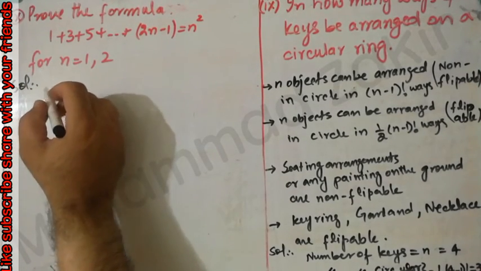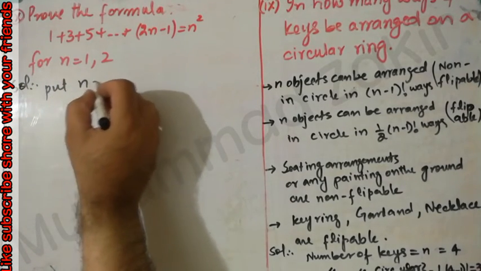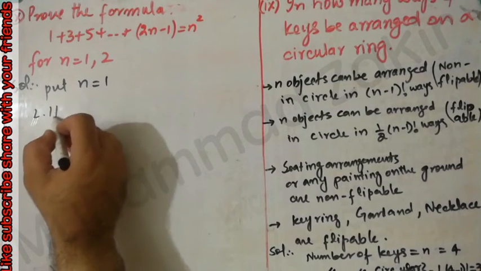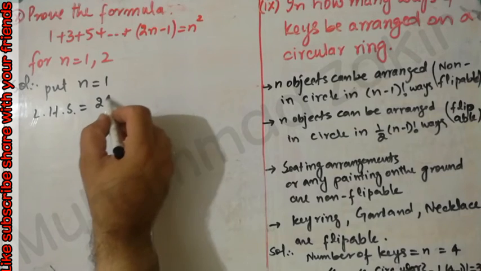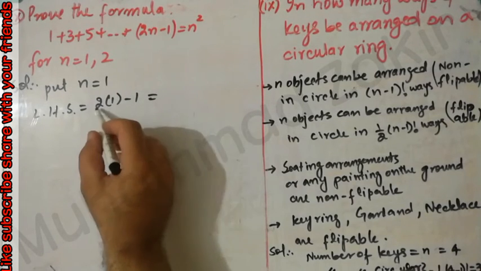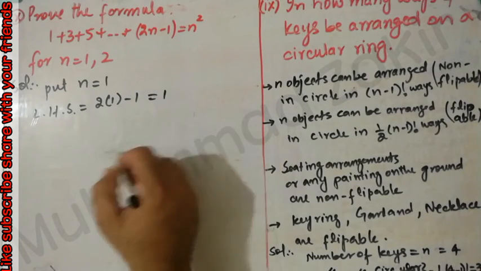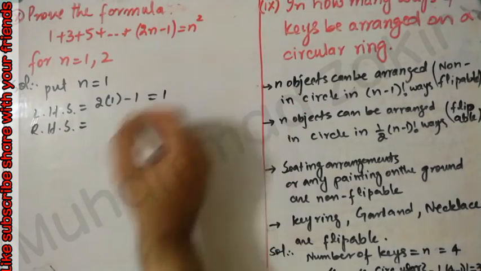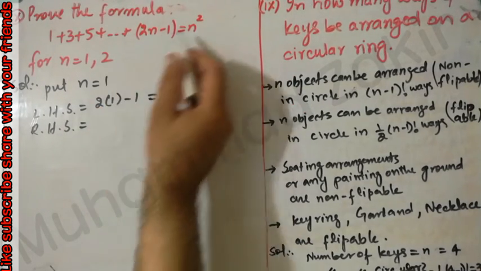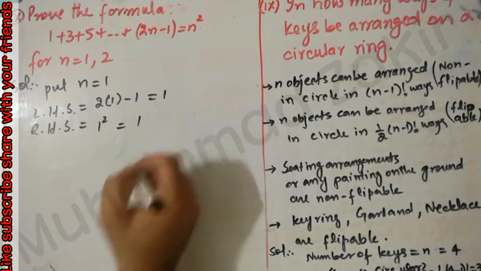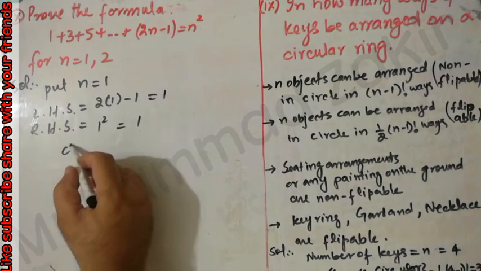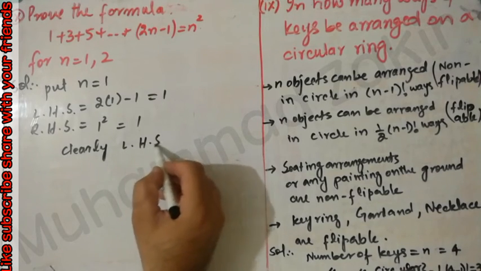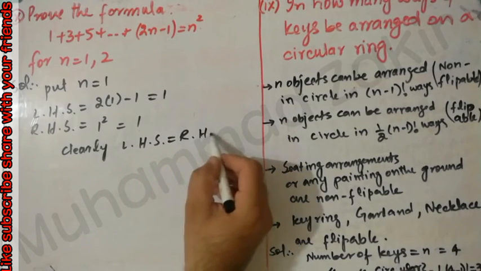Solution begins. Put n is equal to 1. So what is the left hand side? 2 into 1 minus 1, this will become 2 minus 1, which is 1. If we see the right hand side, n is 1, substituted in the right hand side, it will be 1. Clearly, left hand side is equal to right hand side. So for 1 it is proved.